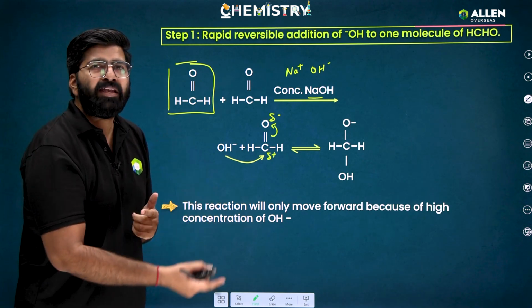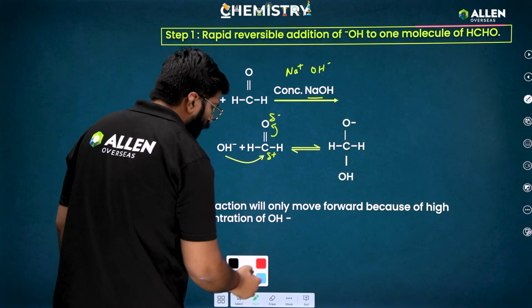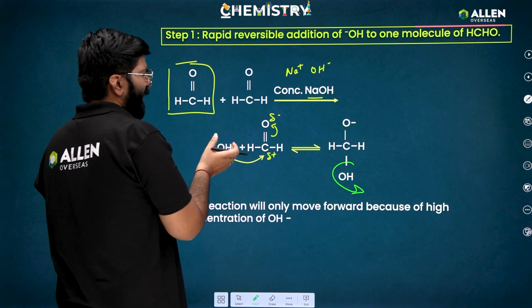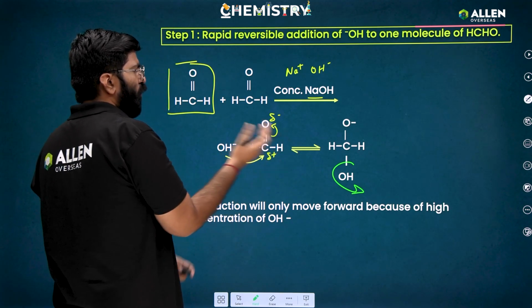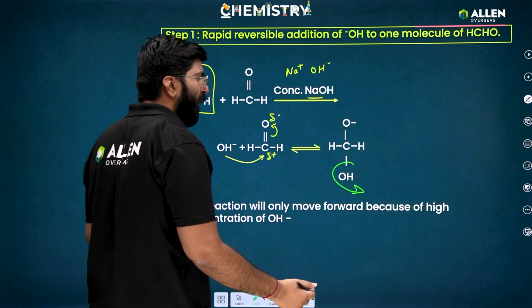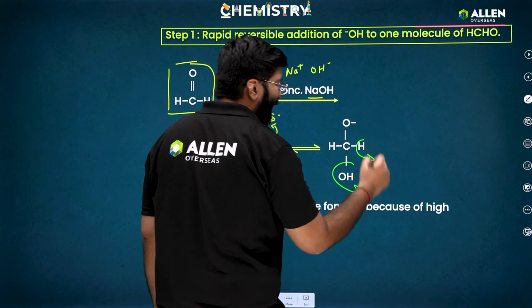Or what is going to happen next? Let's see that part. So now there are two things. One is that over here, this can again leave and we will again get this part only. But if you don't want to go backside and if you want to proceed further, what do we have to do? We have to remove one hydrogen which is connected to your carbon like this.